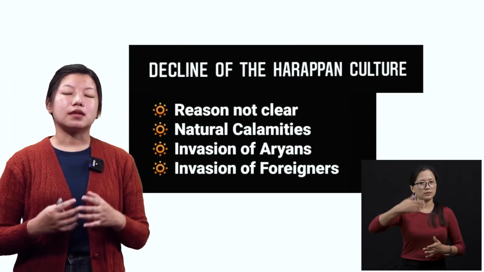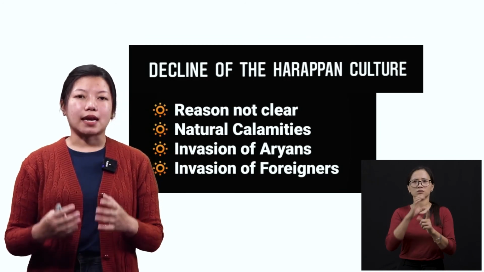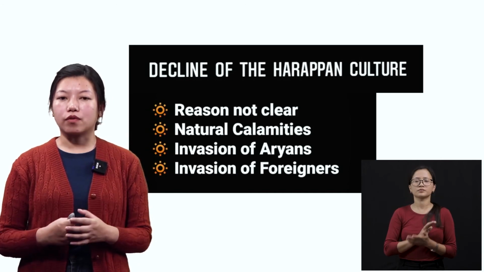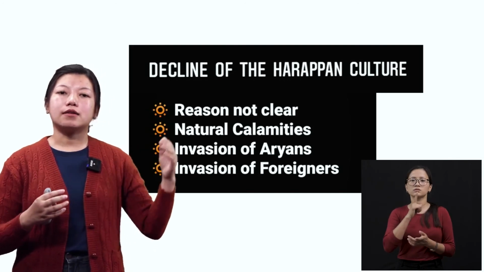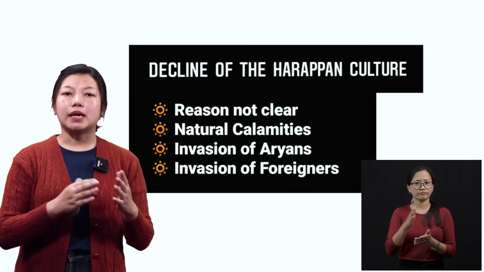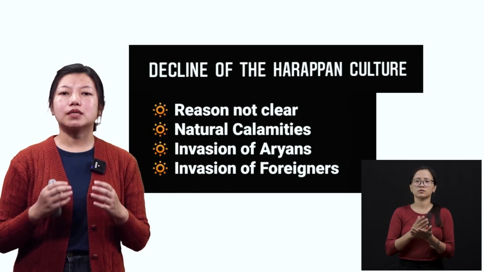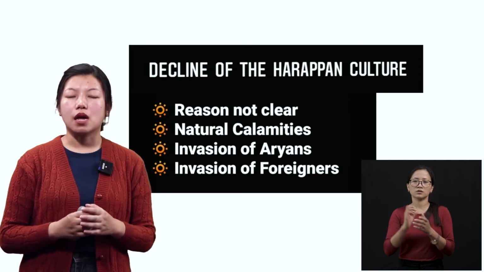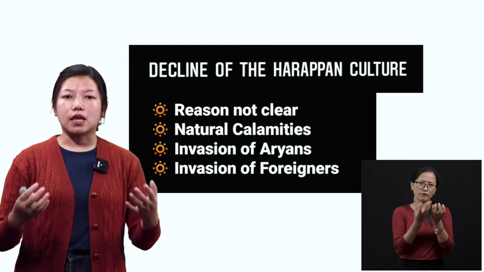So later on, the Harappan culture came to an end. Right now, we don't know the exact reason why the Harappan culture came to an end, why it got over. So whatever reasons we can give are these, okay? Number one, the reason is not clear. There are many stories. Number two, it is believed that the Harappan culture came to an end because of natural calamities. Maybe there was an earthquake, maybe there was fire, maybe there was a flood, okay?